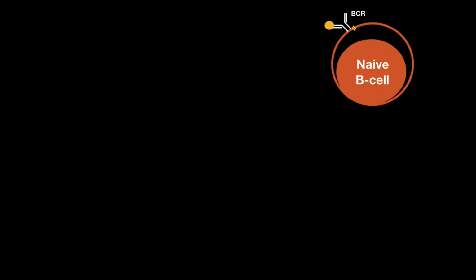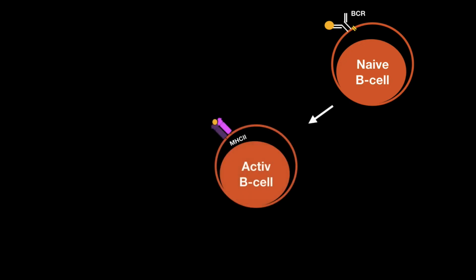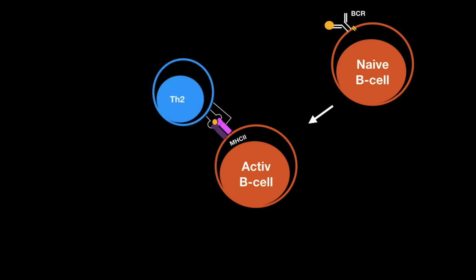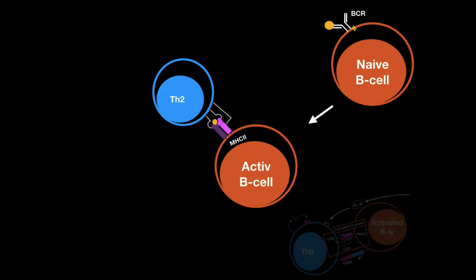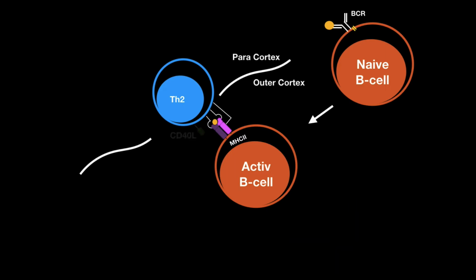So now, the naive B cell expresses the pollen on MHC type 2, right? It expresses it to a Th2 cell that initially got activated by an antigen-presenting cell that presented the same type of pollen. Now keep in mind that B cells are also professional antigen-presenting cells and can help differentiate naive T helper cells as well. So now remember, in the lymph node, CD40 ligand binds to CD40.